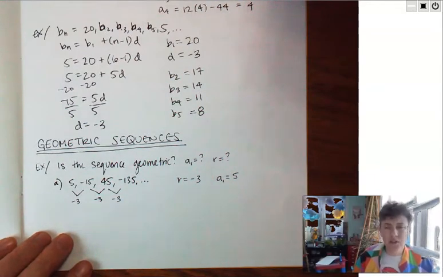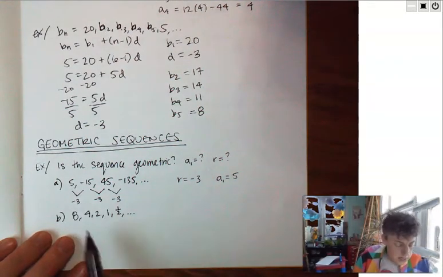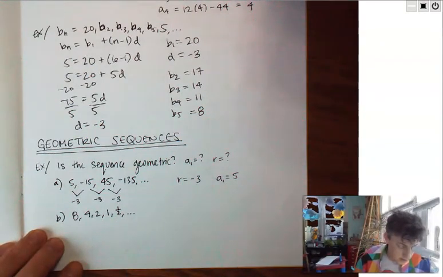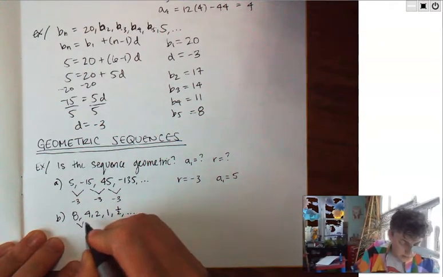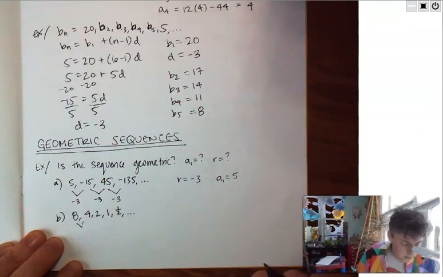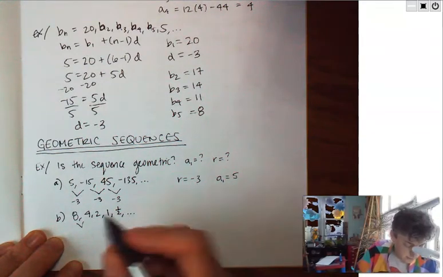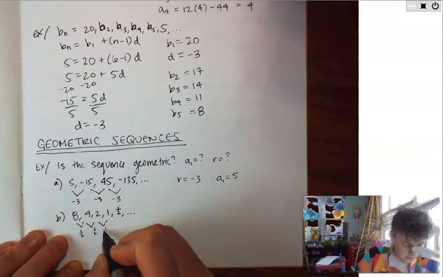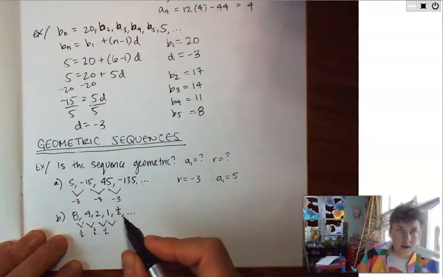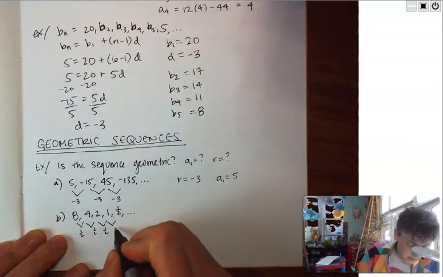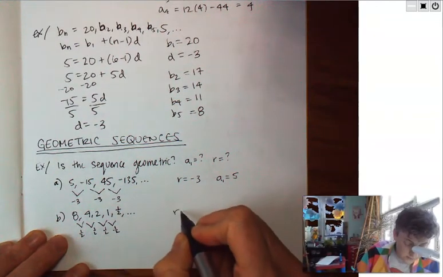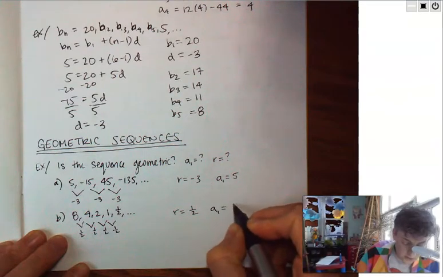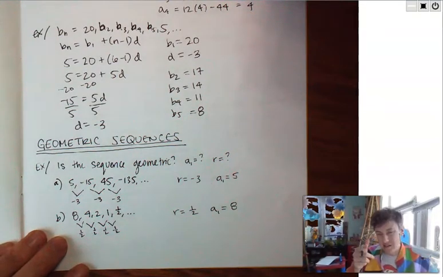Let's play round 2. 8, 4, 2, 1, 1/2. Let's see, ratio-wise, what do we got? 4 divided by 8, we can already tell, is a half. Each one of these is a half of the other one. 4 divided by 8 is a half. 2 divided by 4 is a half. 1 divided by 2 is clearly a half. 1/2 divided by 1, anything divided by 1 is itself, that's a half. So, for sure, our ratio is 1/2. And our a sub 1, first term, best number in the world, 8.